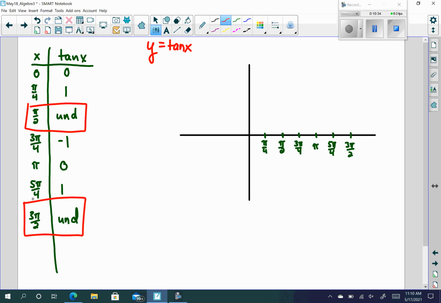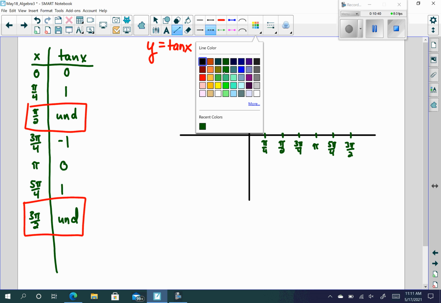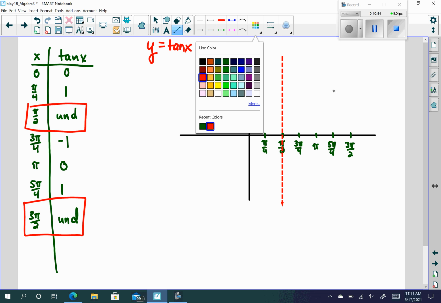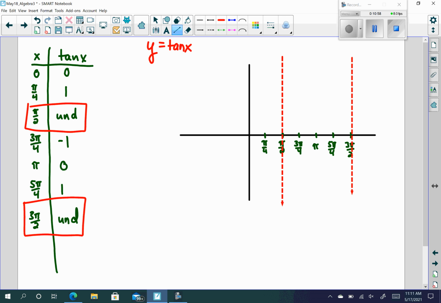Here we're going to draw in vertical asymptotes. So if you have some sort of a straight edge or ruler to trace here, please make sure you do that. So we're at pi over 2, we're going to draw a vertical asymptote. And then also at 3 pi over 2. So I'm going to focus between these two right now.